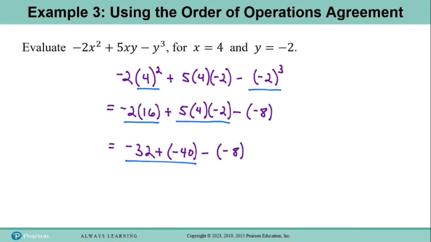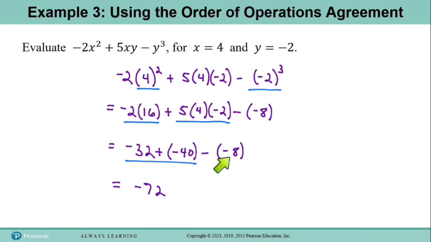So our first addition is negative 32 plus negative 40. Now you can do that on the calculator, but we know that when you add two negative numbers, you add the numbers and keep the sign. So negative 32 plus negative 40 is going to be negative 72.